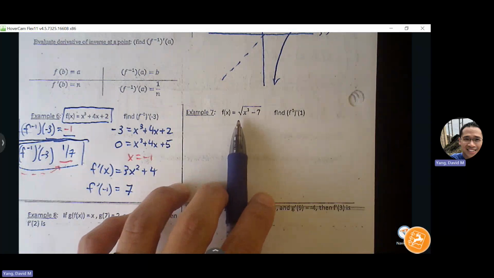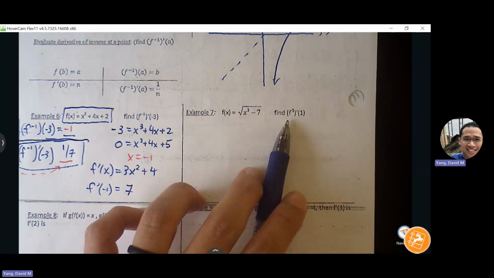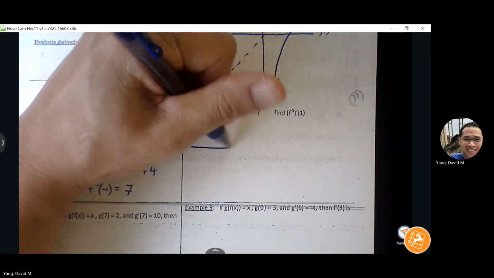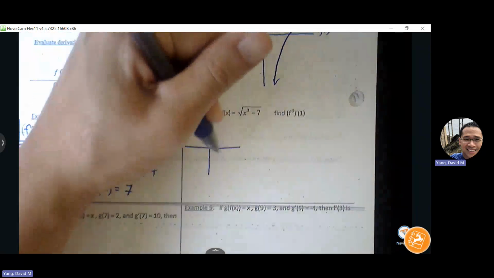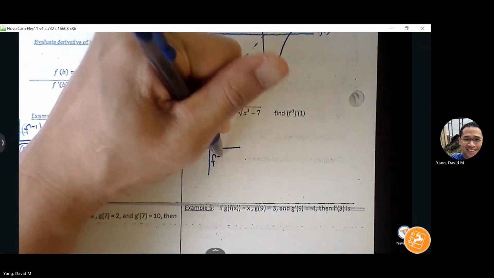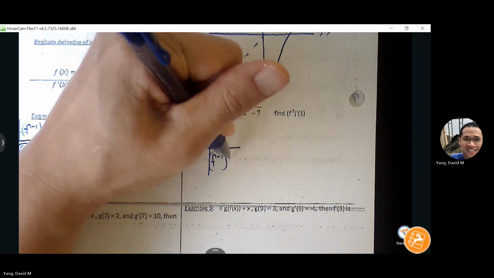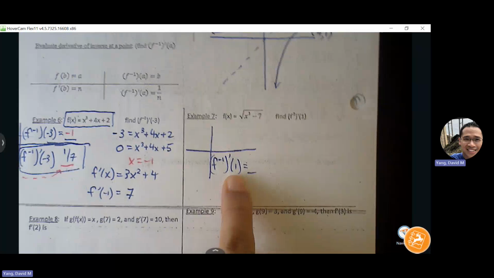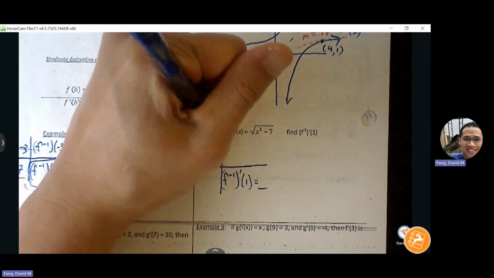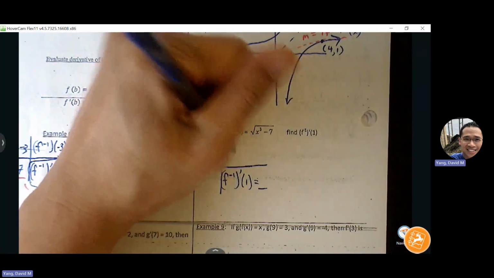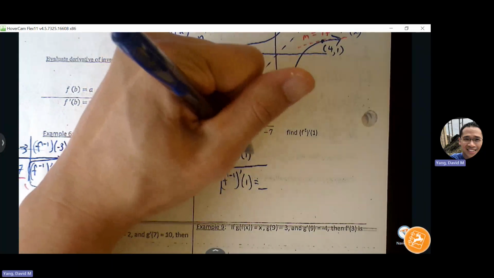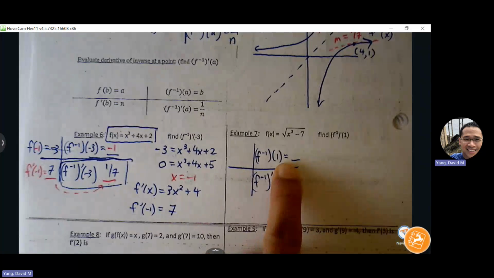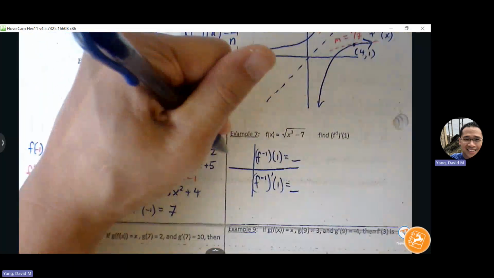We have square root of x cubed minus 7. I want to find the derivative of f inverse at 1. So again, the chart just makes it easy for me to kind of keep track of my information. So 1 is the x value of my inverse. So I'm going to put all my order pair information up here. So 1 is the x value of my inverse, then 1 must be the what? Y value of my function.